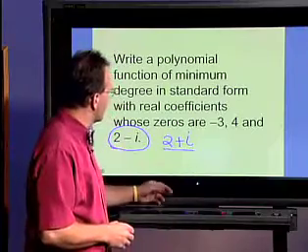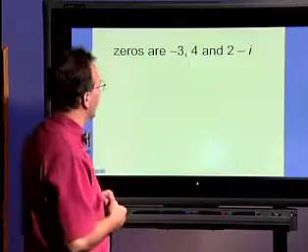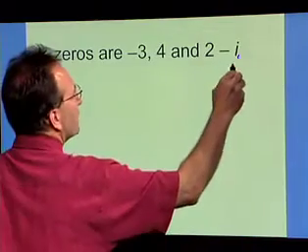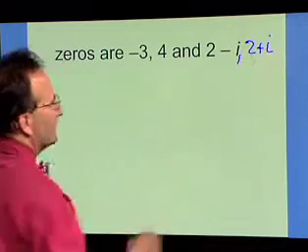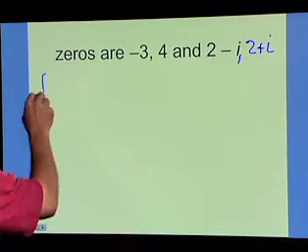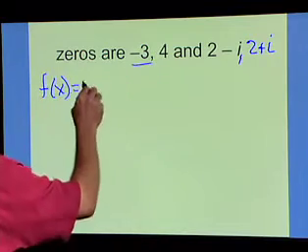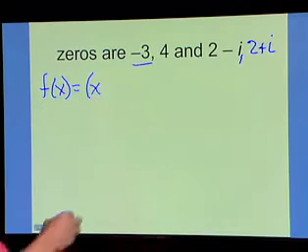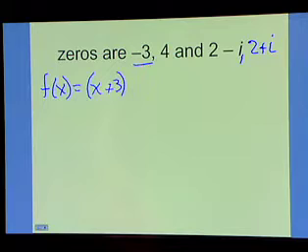So let's take a look at the actual equation or the function that we would come up with. These are the zeros we were given, but we also have already said that that means 2 plus i is a zero. So when we begin to build the function, we can take each of these zeros and subtract them from x to give us each factor. So this would be x minus negative 3, in other words, x plus 3.